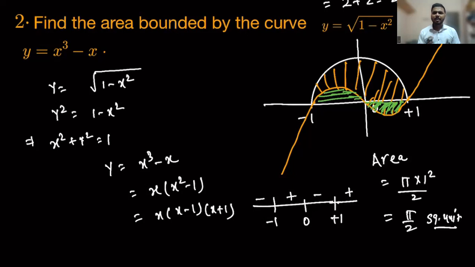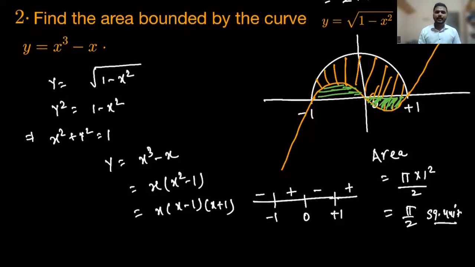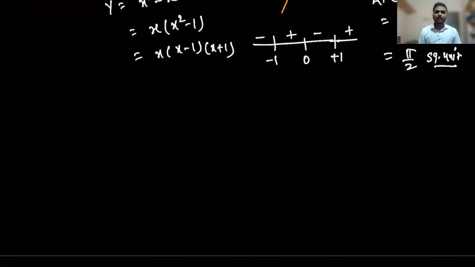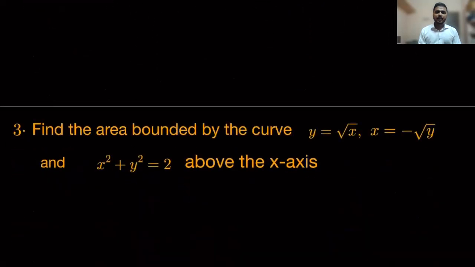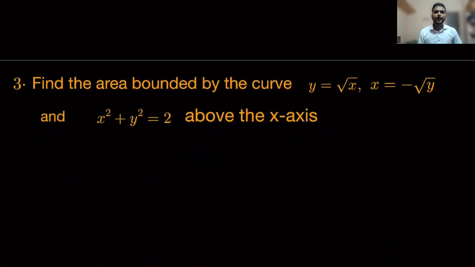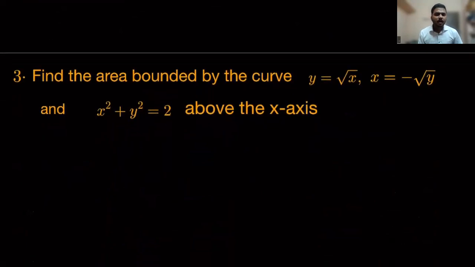I hope this type of question is really very interesting, and you people are not facing any difficulty to solve these questions. Let's try to solve one more question. This question is given: find the area bounded by the curve y is equal to root x, x is equal to minus root y, and x square plus y square is equal to 2 above the x-axis.